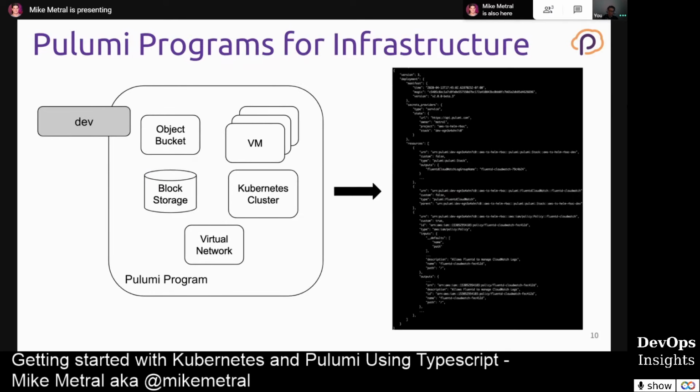So really, Pulumi programs are a way of enabling infrastructure, right? You describe what infrastructure, what resources you want in your program, whether that be VMs, an object bucket, block storage, virtual network, or a Kubernetes cluster. And the CLI will ultimately create a state file that looks very much like what's on the right. This will ultimately reflect what's real in the provider of your choice, right?